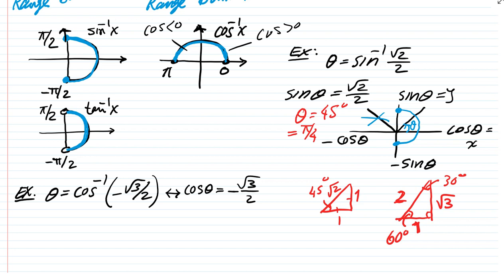Well, this is a negative value. So the measure of the angle must be in the second quadrant. True? And here's what I know so far. And we have root 3 over 2, so this is what it looks like. That's the measure of angle theta.